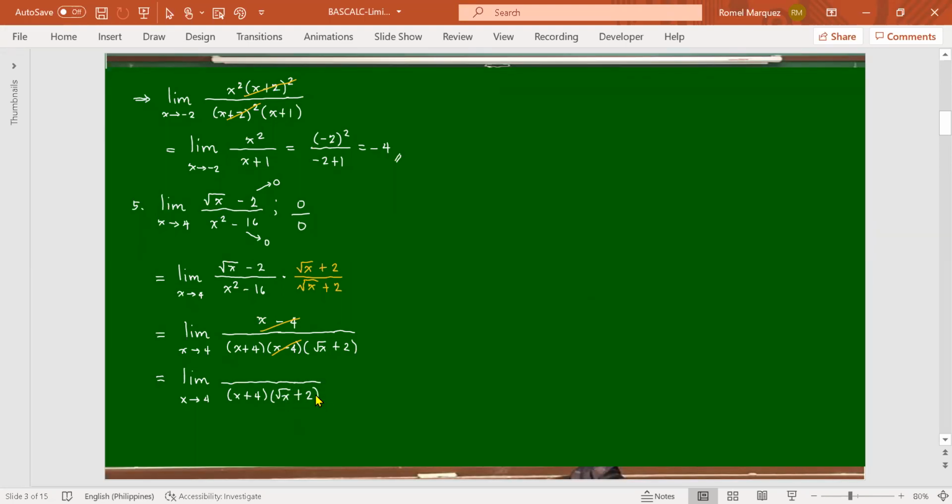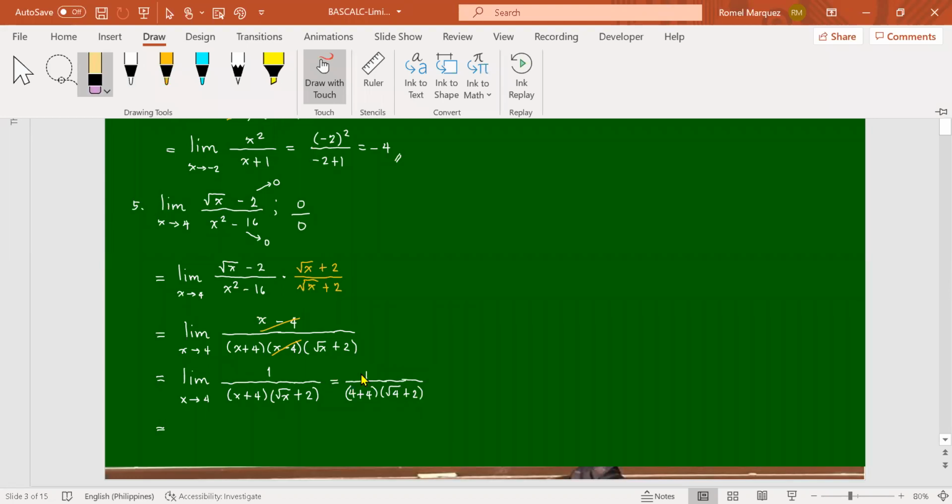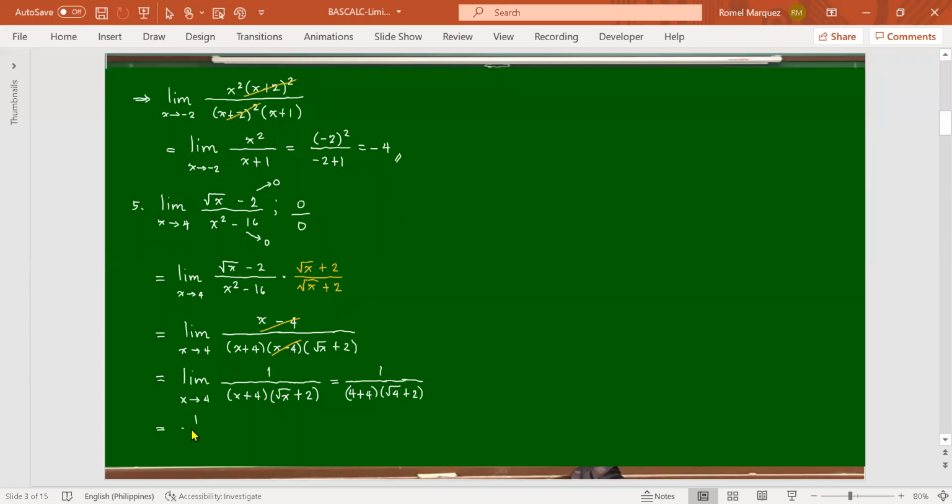What is left in the numerator, guys? 1, right? 1 po. Okay, what's now the limit? Ano na ang limit nito? 1 over 4 plus 4 times what? 32 po. Square root of 4 plus 2. What is that when simplified, guys? 32 po. 1 over 16 times 4. Sorry, 8 times 4. 8 times 4, 32. 32.